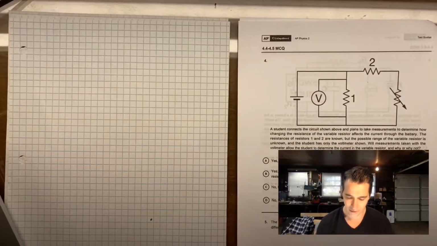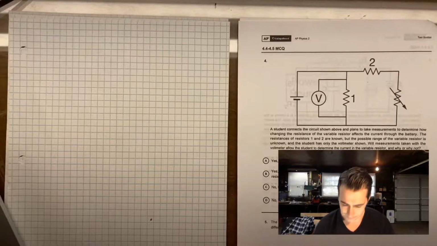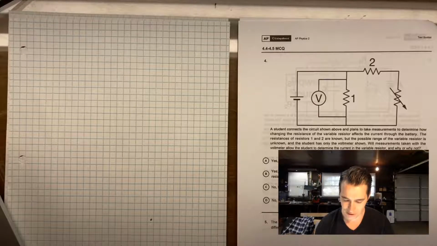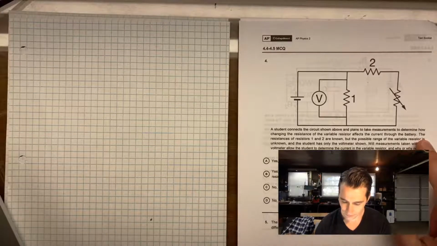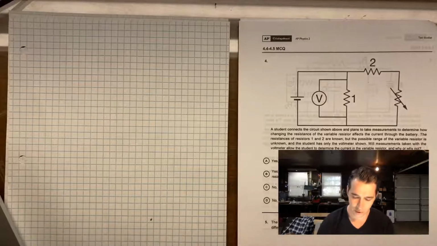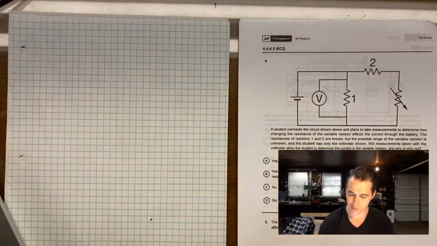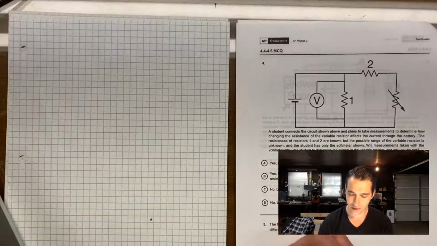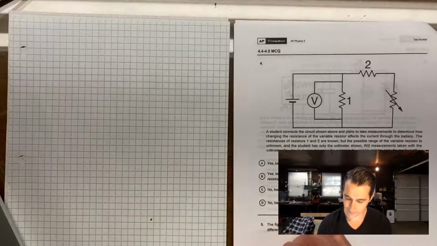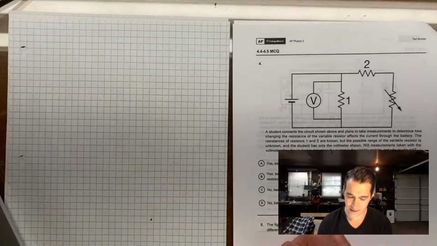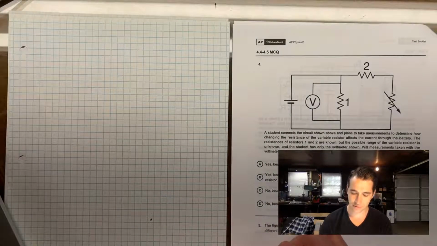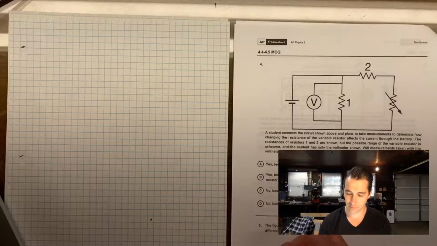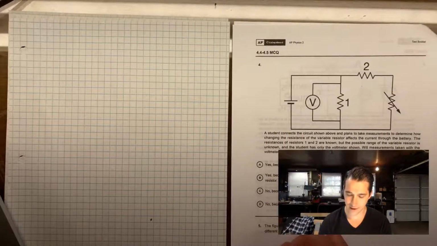And they're asking us, a student connects a circuit shown above and plans to make measurements to determine how changing the resistance of a variable resistor affects the current through the battery. Okay? The resistance of resistors 1 and 2 are known, but the possible range of variable resistor is unknown. The student only has a voltmeter, as shown. Will measurements taken with the voltmeter allow the student to determine the current in the variable resistor? Why or why not? Okay.